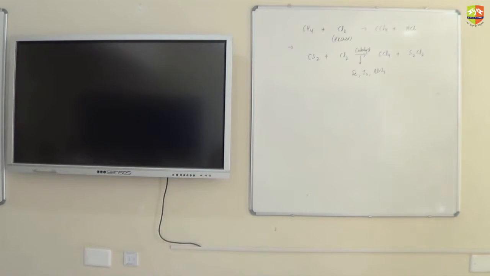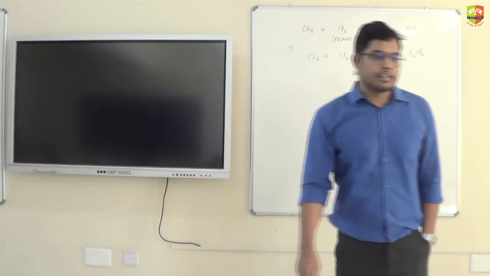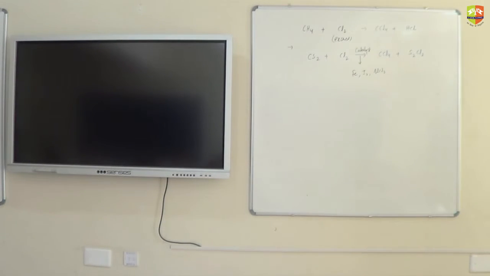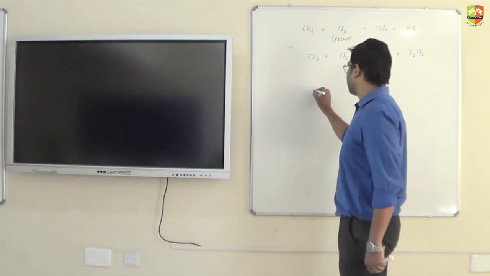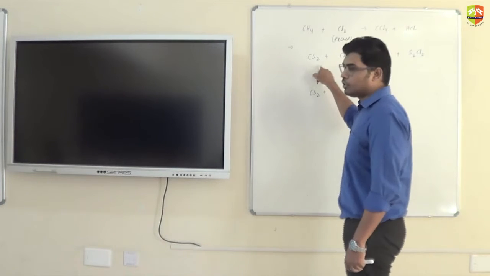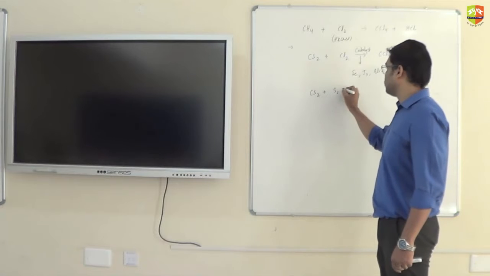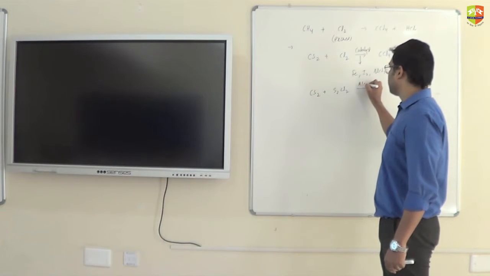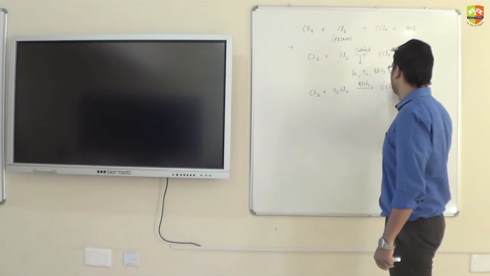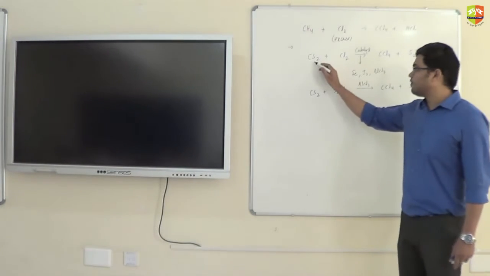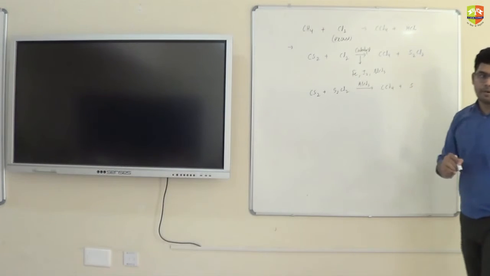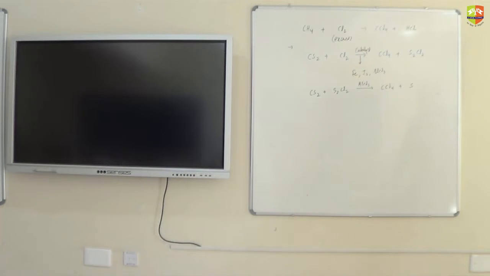Next I write down, carbon disulfide has tendency to combine with S2Cl2 and again forms carbon tetrachloride. So whatever carbon disulfide is left here also has tendency to combine with S2Cl2. In presence of any catalyst, suppose AlCl3, it forms CCl4 plus sulfur. So whatever carbon disulfide is left combines with this product and again converts into carbon tetrachloride.